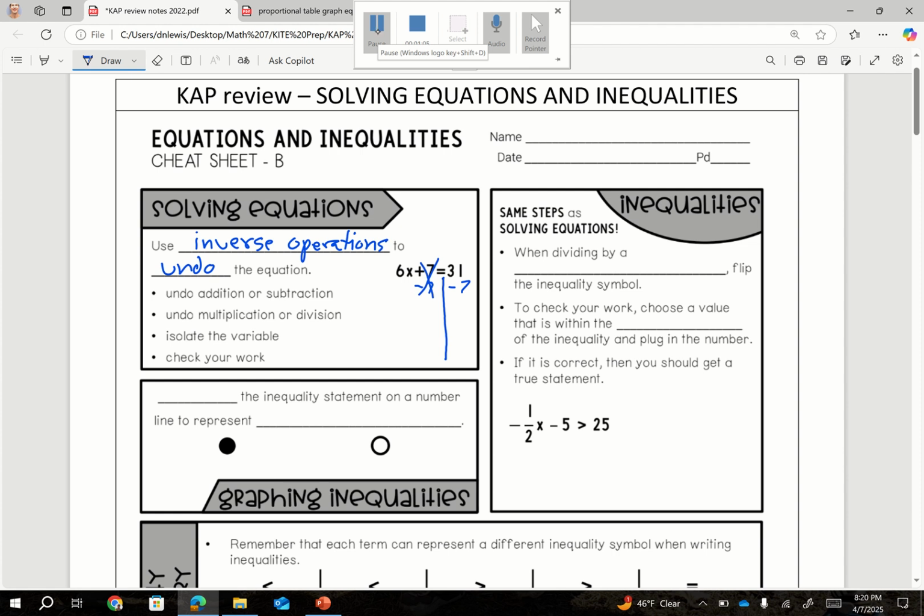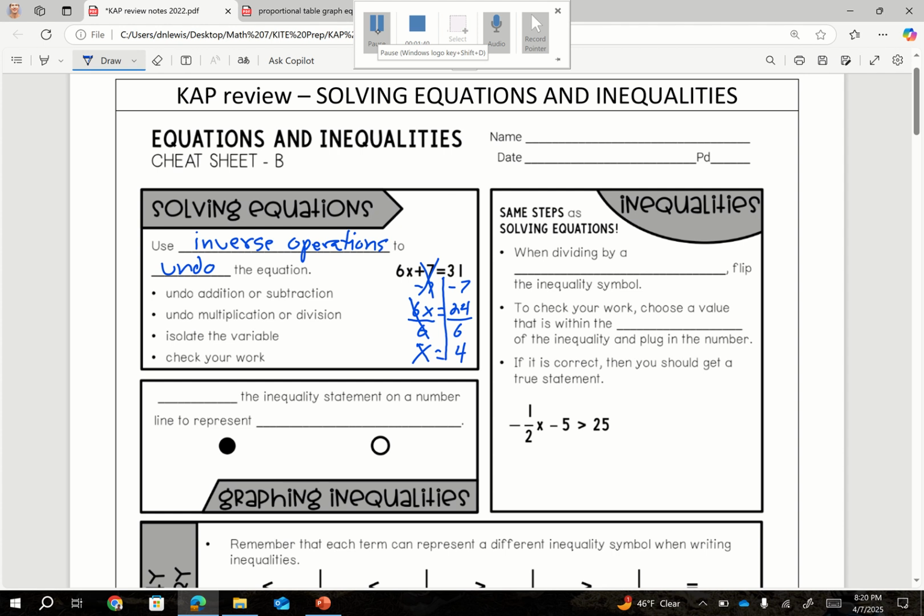31 minus 7 is 24. Now we bring down our 6 times x. We bring down our equal sign. So after undoing that addition, we now have 6 times x equals 24. We undo multiplication with division. So I divide by 6 on both sides because 6 divided by 6 makes 1. I've got 1x now. And 24 divided by 6 equals 4.